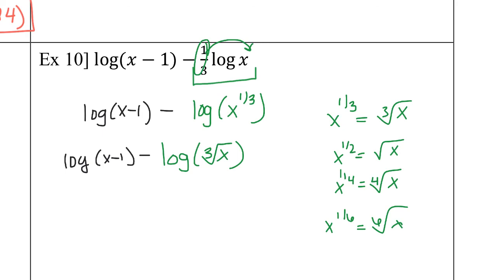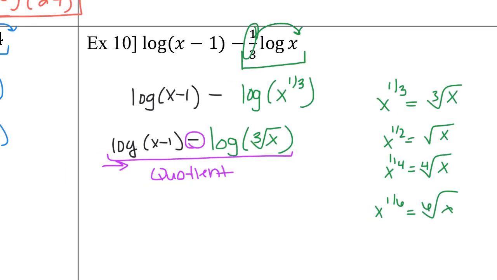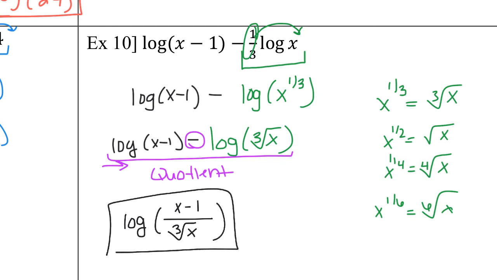There. So now let's continue. Read left to right, and I see that I have a minus, so that means I'm going to use my quotient rule on these two. Quotient rule means I'm going to divide their insides. So I'm going to have log of x minus 1 over the cube root of x. Now that it's condensed into a single log, this is finished.